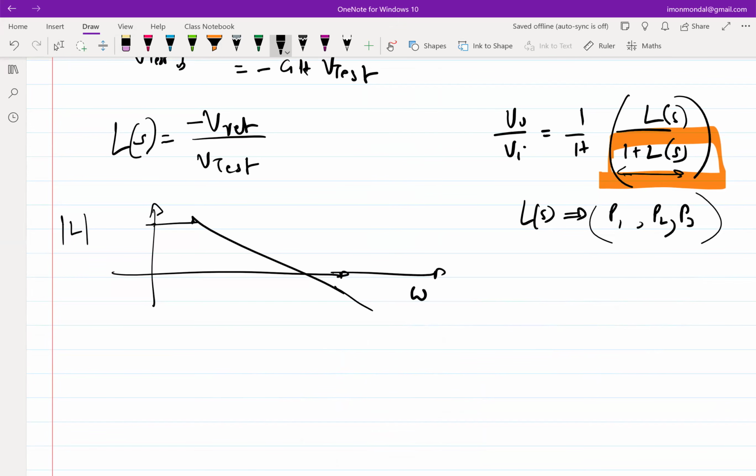Let's continue. So now we are trying to find L of S, plot it, and find out what will be the equivalent expression, not only the expression, what will be the equivalent system behavior for V naught over Vi. Now, V naught over Vi is this in time domain, in frequency domain, or in Laplace domain. Ultimately, we are interested in what's going to happen in time domain.